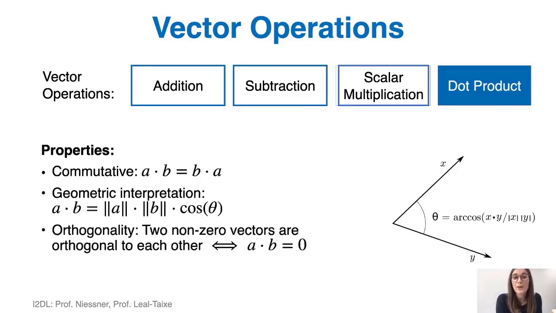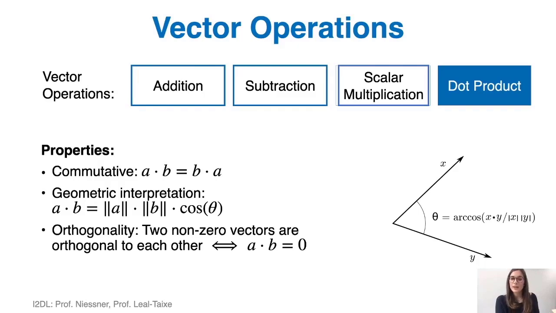The dot product now has some interesting properties. The first one is that the dot product is a commutative operation. That means that if I take two vectors A and B, then the dot product of A and B, so A times B, equals B times A, the dot product between B and A. This is interesting. We also have that for addition and the scalar multiplication as well. So all of them are commutative.